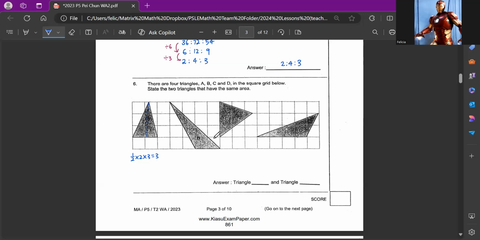Okay, let's do B now. B, the base would be 2. The height will be here. So like I said, the height need not touch the base. It just needs to drop down perpendicularly to the base, and it must drop down from the corner that's opposite the base. So this will be 4. Base is 2, so half times 2 times 4.